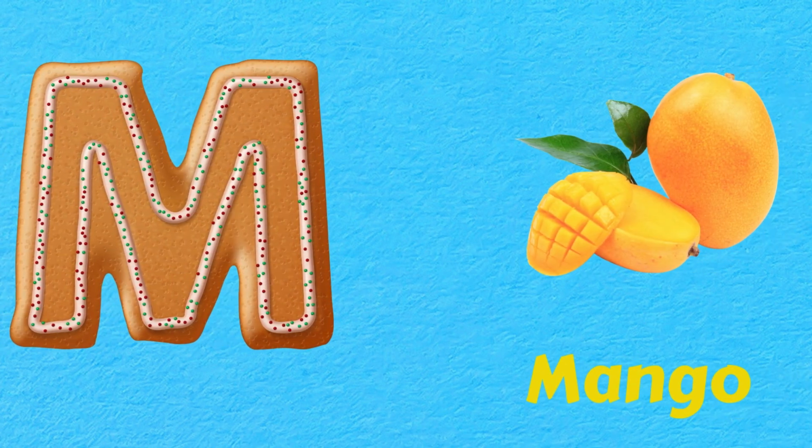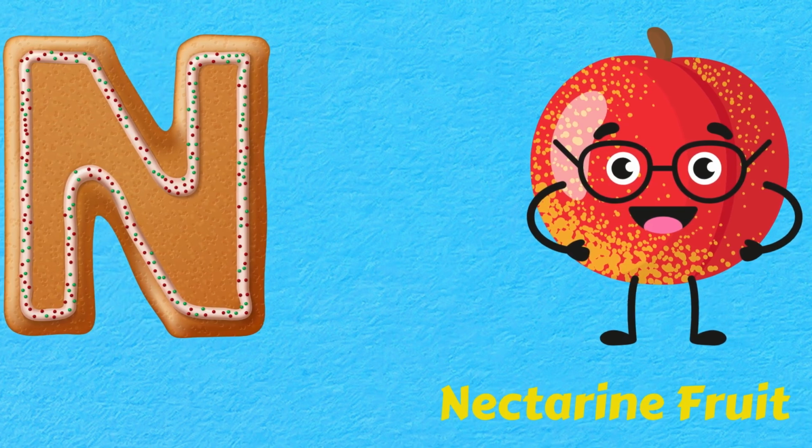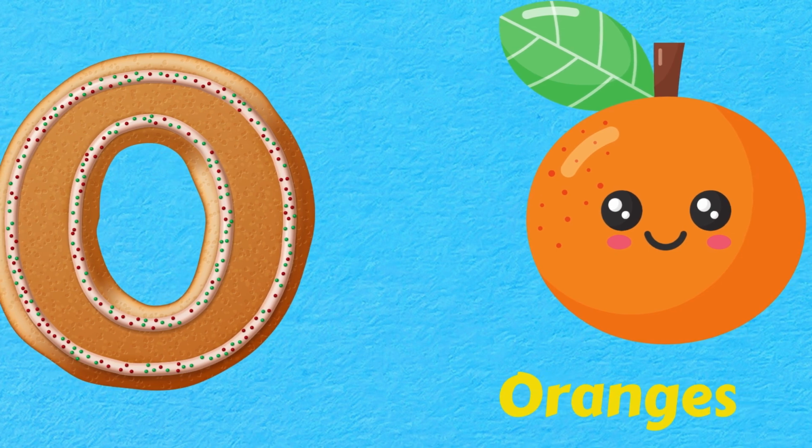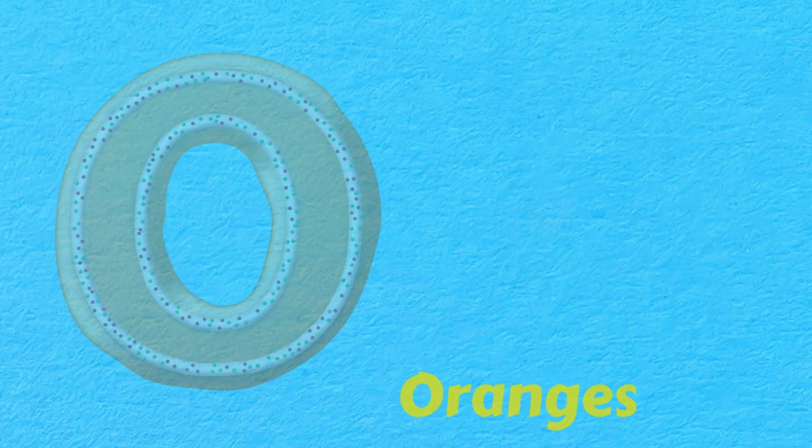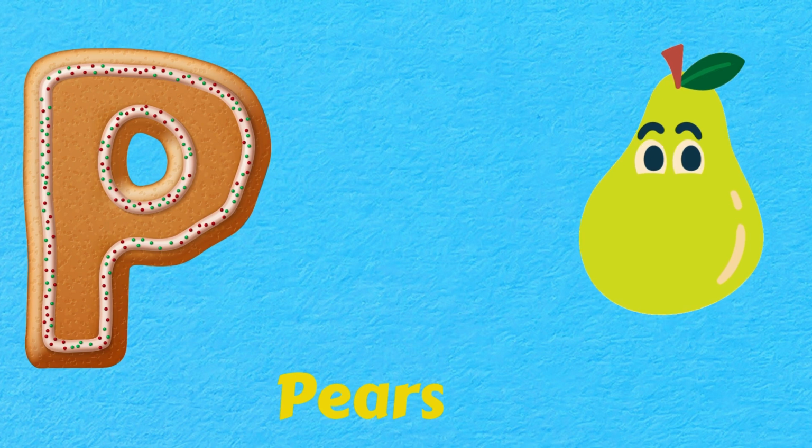M is for mango. N is for nectarine fruit. O is for oranges. P is for pears.